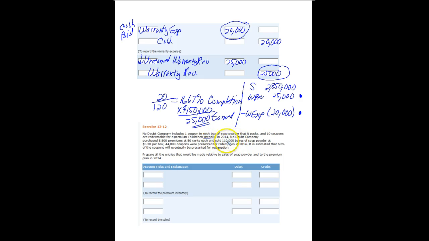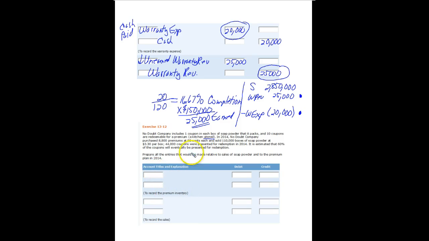Okay, so No Doubt Company purchased 8,800 premiums, which would be 8,800 utensils at 80 cents each, and then sold 110,000 boxes of soap at $3.30. Okay, so then we've got 44,000 coupons presented for redemption. The company estimates 60% of the coupons will be redeemed. Well, let's go through this.